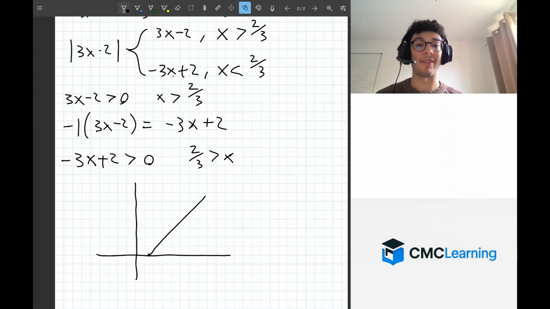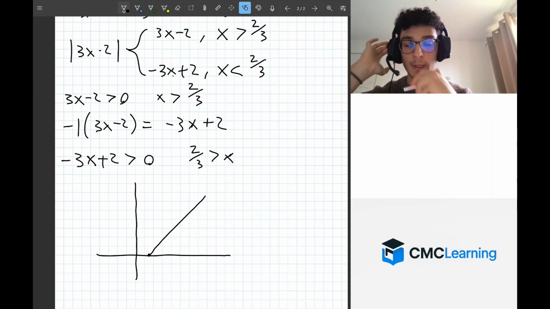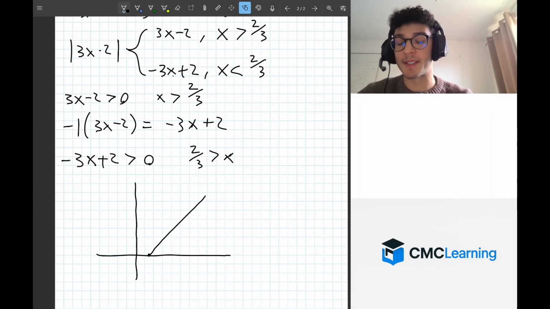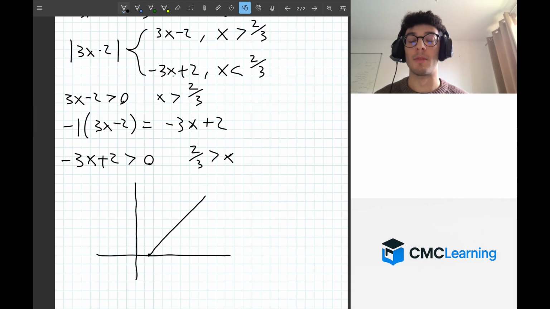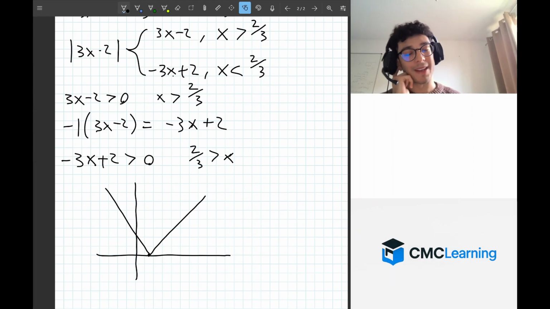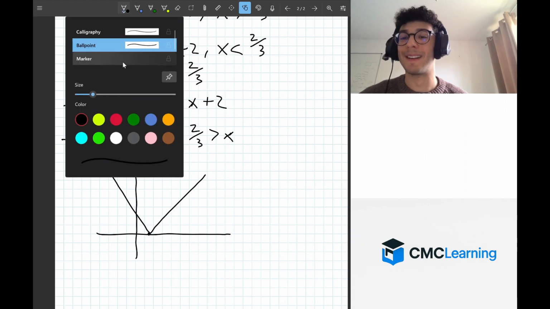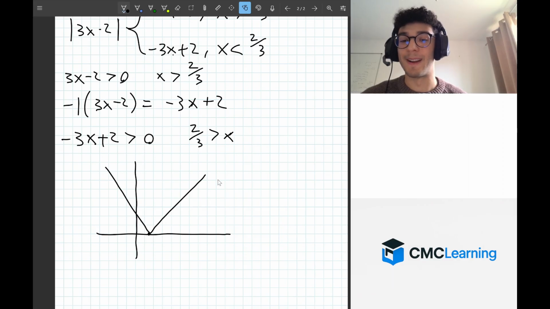Then we can also have a look at the other situation. When x is less than 2/3, we want to be plotting something like this. So let's have a look at what that gives us. A negative gradient of -3 and an intercept of +2. That looks something like this. It's somewhat important to make sure that these look mirrored in a way. It's not too important as long as you get the coordinates right. Of course, this diagram here is not to scale.